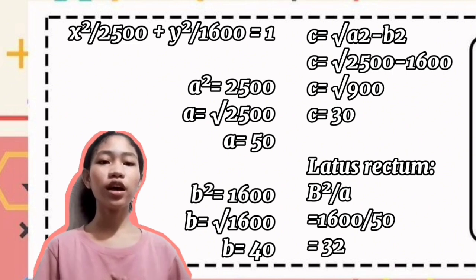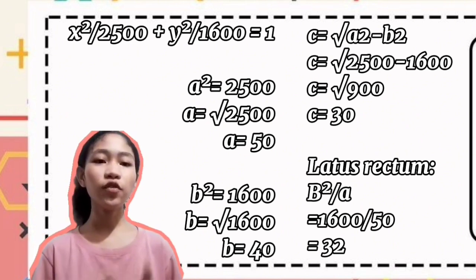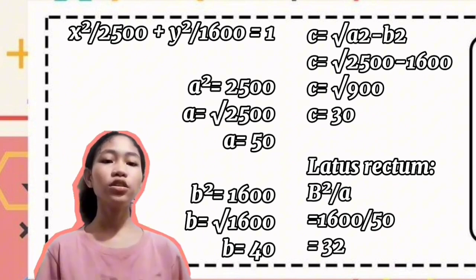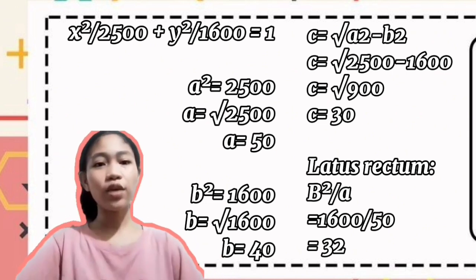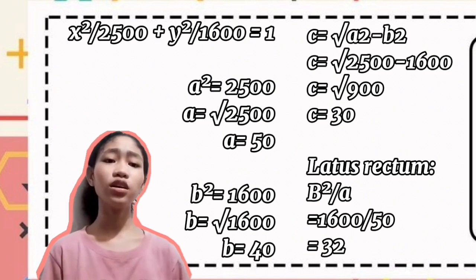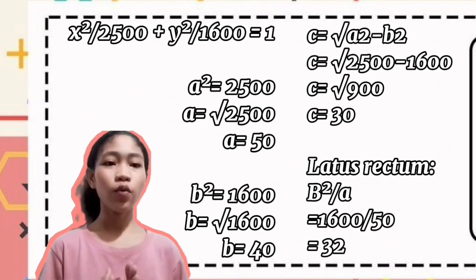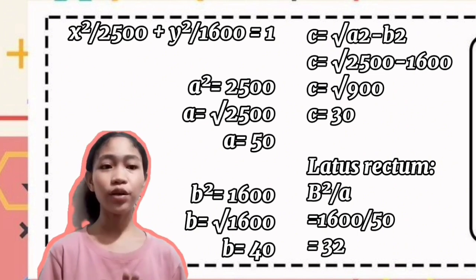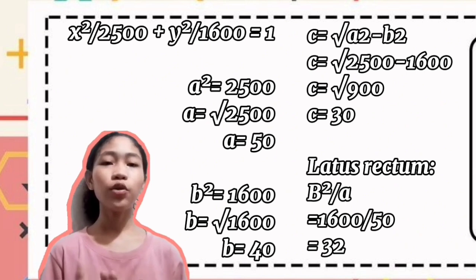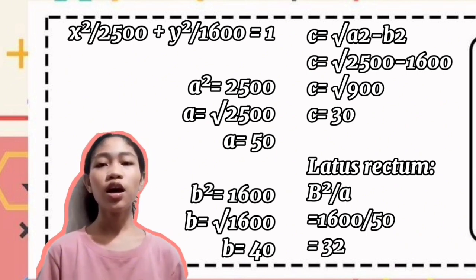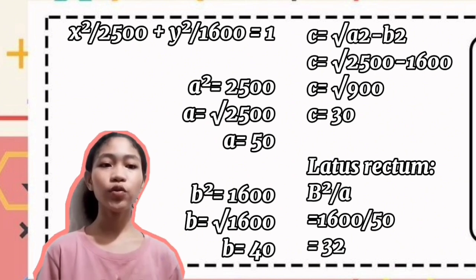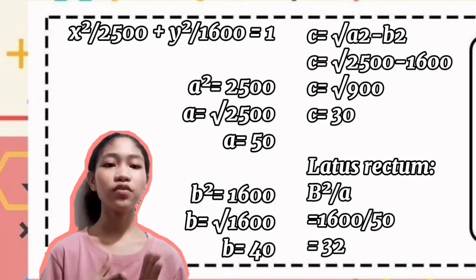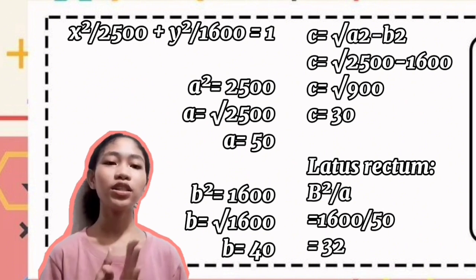Dito sa part na ito, meron tayong vertices: negative 50 and 0, positive 50 and 0. Sumunod ang co-vertices: 0 and positive 40, 0 and negative 40. For our foci, we have negative 30 and 0, positive 30 and 0. And last, our lateral recta, which is negative 30 and positive 32, negative 30 and negative 32, positive 30 and positive 32, positive 30 and negative 32.